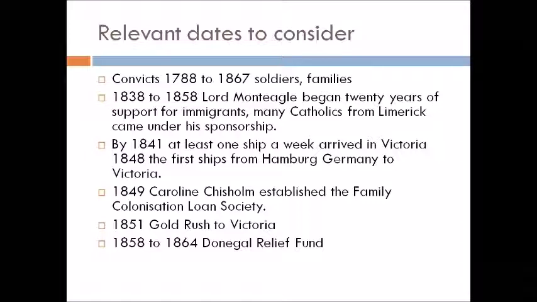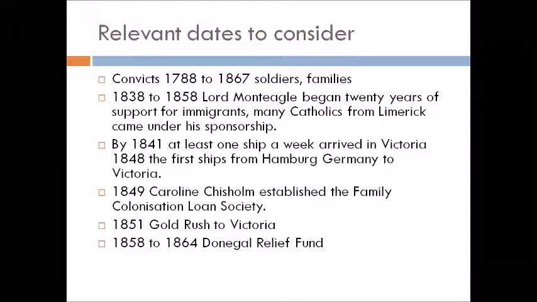The first of the, I guess, charity groups that I came across is Lord Monteagle from Limerick. He sponsored over 800 mainly Catholics into Victoria over a 20-year period, but he also was very involved in arranging immigration from the UK to Australia. By 1841, you've got at least 1 ship a week arriving into Victoria, and 1848 was the first of the ships from Hamburg. Caroline Chisholm Society started only a year later, and her organisation sponsored hundreds and hundreds of families to Australia. The gold rush created another big influx of people.